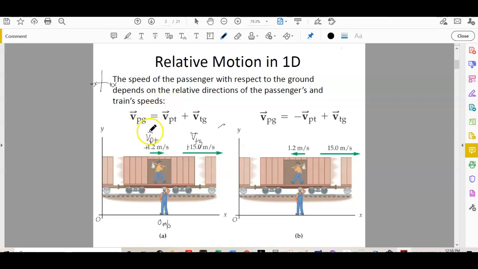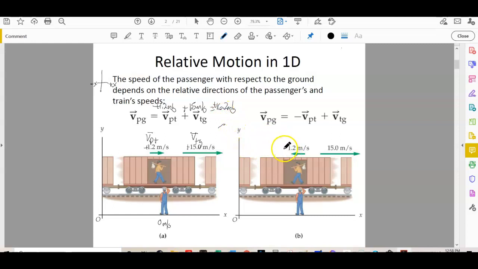So the person on the ground is going to see this person moving at 1.2 meters per second plus 15 meters per second, and that's because the train is moving. Overall, this person on the train is actually moving at 16.2 meters per second to the right. That's what the person on the ground is going to see.